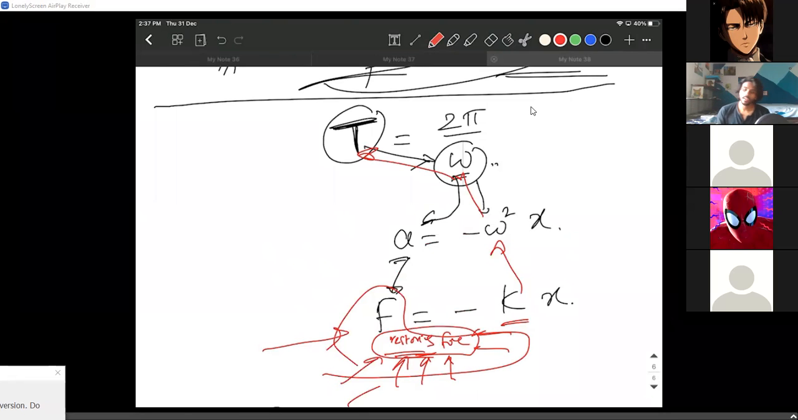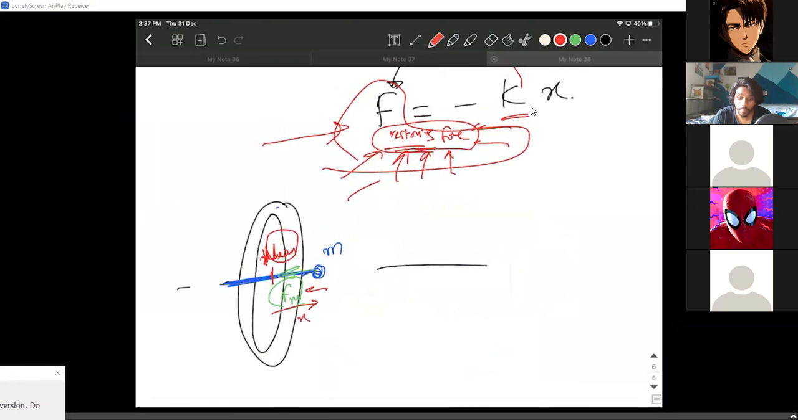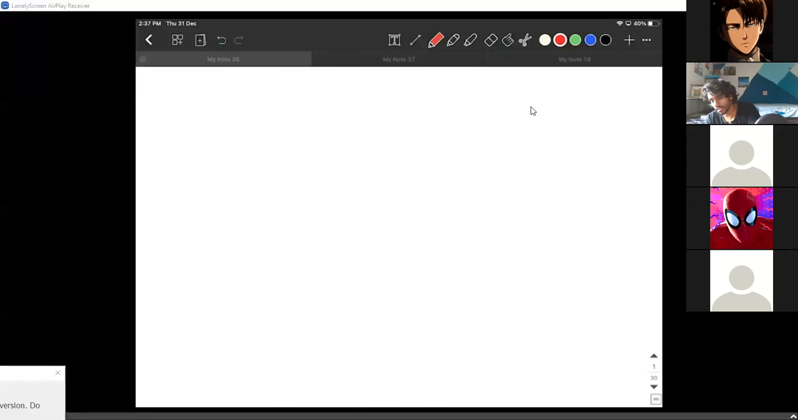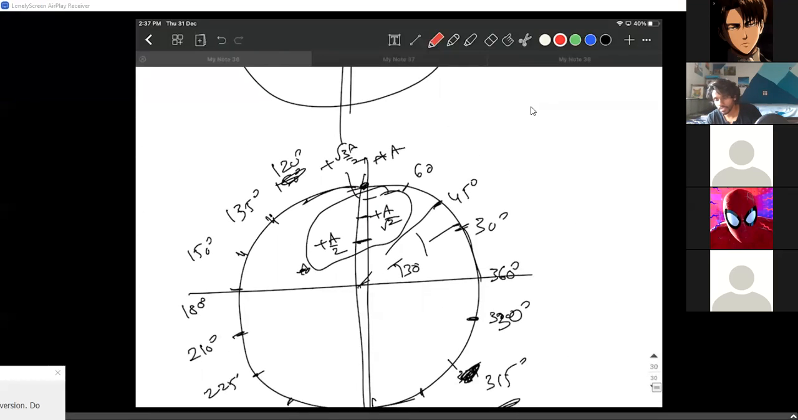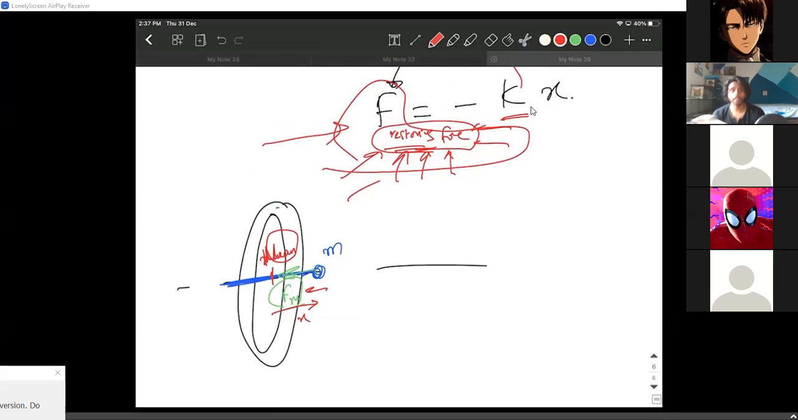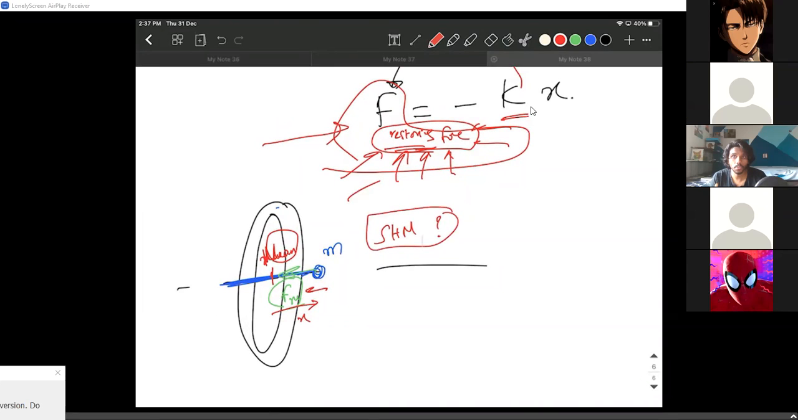Sir, one more thing. But this is not SHM, sir. The movement of this mass m in that ring due to gravity, we don't know whether it is an SHM or not. So how are you going to find the time period using those formulas? I didn't get your question. We still don't know whether it is SHM or not. How are you using those formulas here?